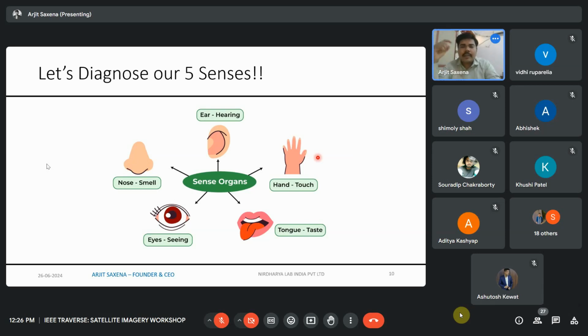Your nose, like something is cooking in your kitchen, like your mother is cooking something, or something is being cooked in your canteen, you can smell it. This is almost lunch time. You can smell any particular thing, like samosas, chole bhature, anything. Then hearing. Hearing is also a form of remote sensing.